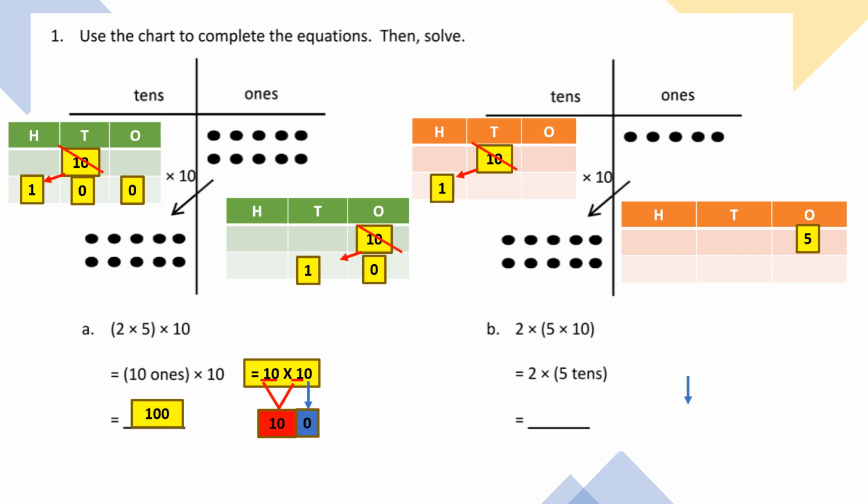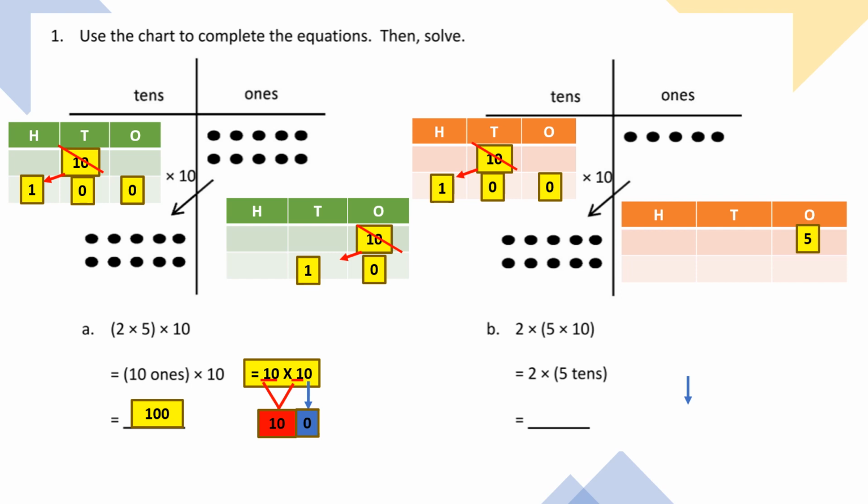Now I don't have anything in the tens place, so I'm going to put a 0 there. And I don't have anything in the ones place, so I'm going to put a 0 there also. All right, so 10 tens written in a place value chart is 100. There should be a 1 in the hundreds place, a 0 in the tens place, and a 0 in the ones place.